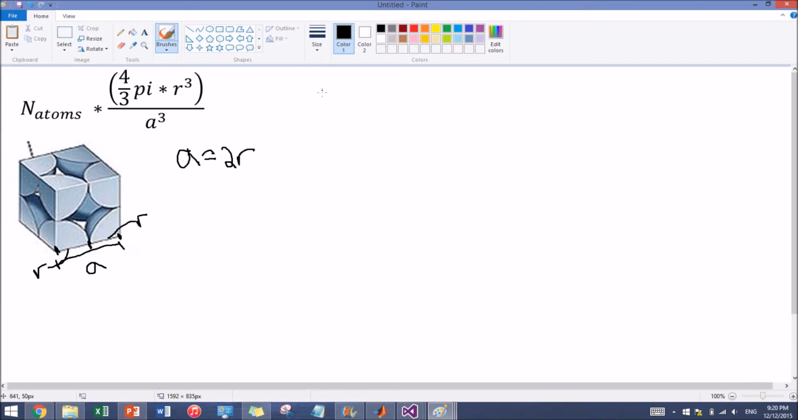So we know that the number of atoms for simple cubic, this is a simple cubic structure by the way, I'm sorry if I forgot to mention that earlier, is 1 atom times 4/3 pi r cubed, all over 2r cubed. Alright, and now all that's left to do is actually solve this.